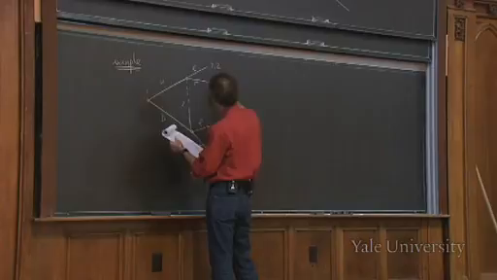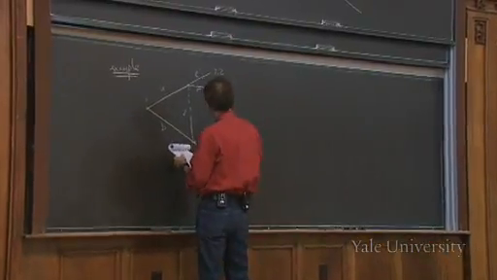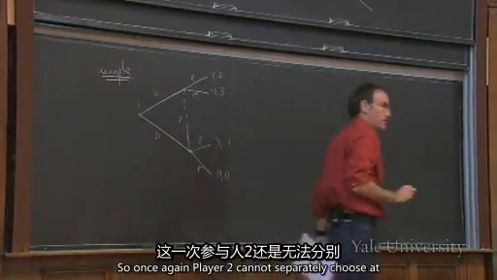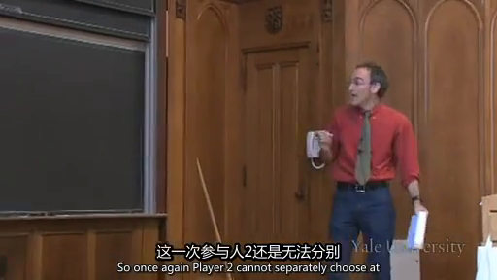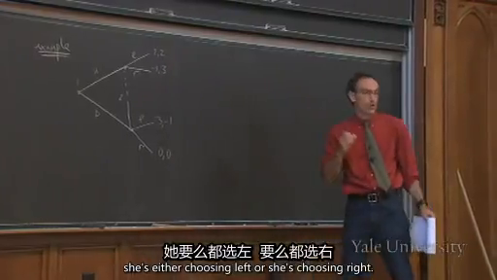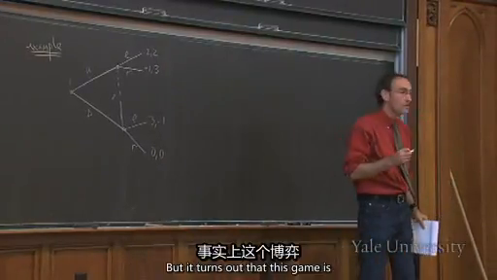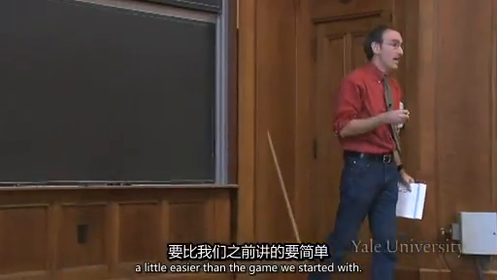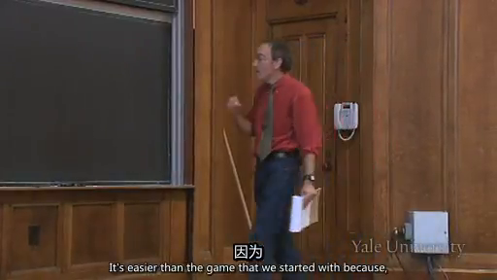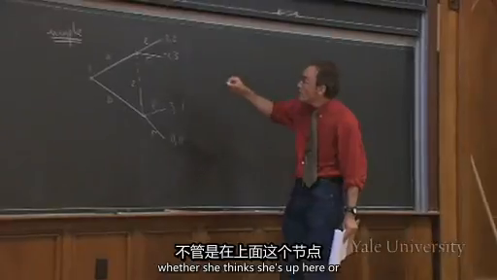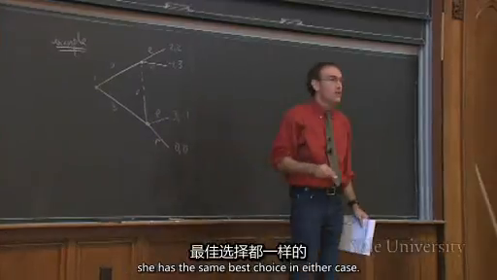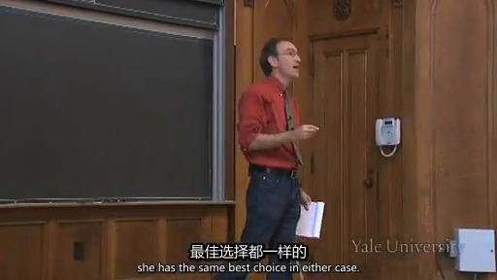2, 2, minus 1, 3, 3, minus 1, and 0, 0. All right, so once again, player 2 cannot separately choose at the upper node or the lower node. She's either choosing left or she's choosing right. But it turns out that this game is a little easier than the game we started with. Why is it easier? It's easier because from player 2's point of view, whether she thinks she's up here or whether she thinks she's down here, she has the same best choice in either case.